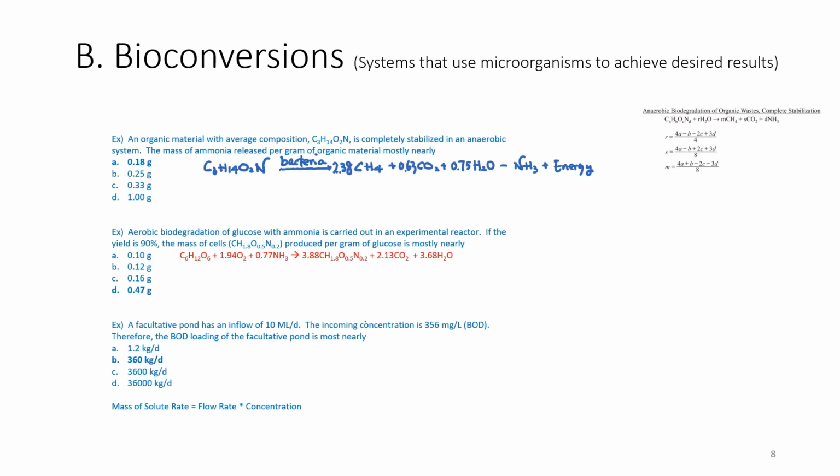Most questions in this topic are stoichiometry in nature. You want to relate the amounts through moles based on the balanced equations. Usually the equations are given to you, or you can figure them out using the information given to you. An example is the anaerobic biodegradation of organic matter to form methane and ammonia. They give you the formulas to figure out the coefficients for the balanced equation based on the composition of the organic waste.